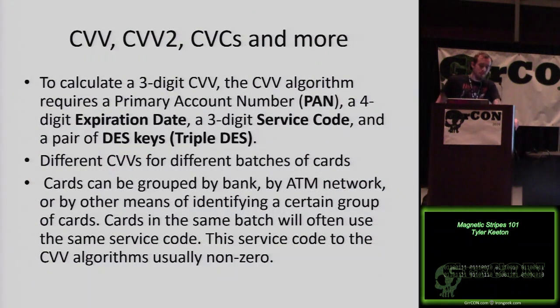So, CVVs. CVVs are calculated using an algorithm from the PAN, the expiration date, and the service code, and the card issuer uses a pair of DES keys to encrypt it. There's the CVV on the back of your card, and then there's the one encoded on the mag strip itself. Different batches of cards have different CVVs. So if a card issuer makes, say, 200 cards, they'll typically use the same CVV and then roll over for the next issue.